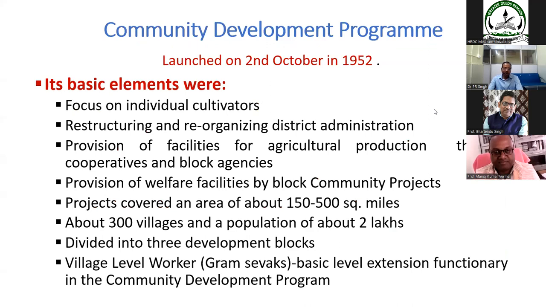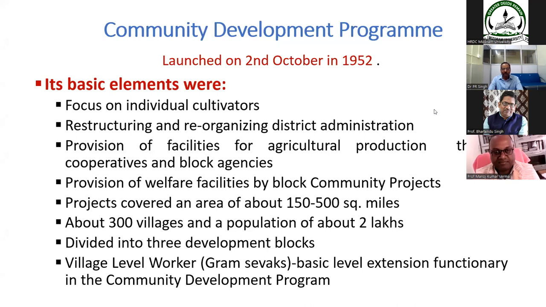In the post-development program, the big program is the community development program, launched on 2nd October in 1952. Basic elements: they focused on the individual cultivators, because at that time the Government of India had established its administrative units in the entire districts, like collectors and SPs and some other revenue division, forest division, and they have their offices in the districts, not in a block. They decentralized the districts, areas of states, everything up to 1952.